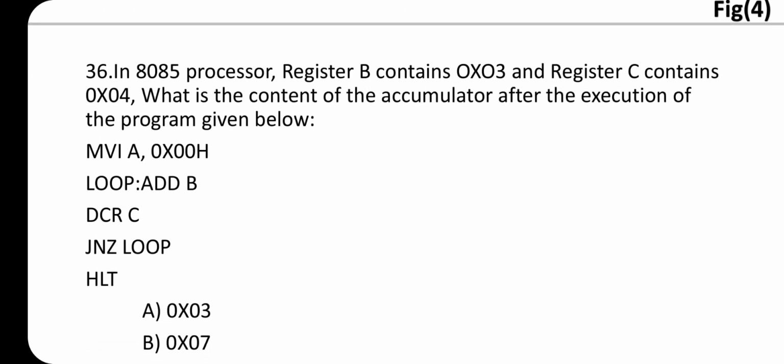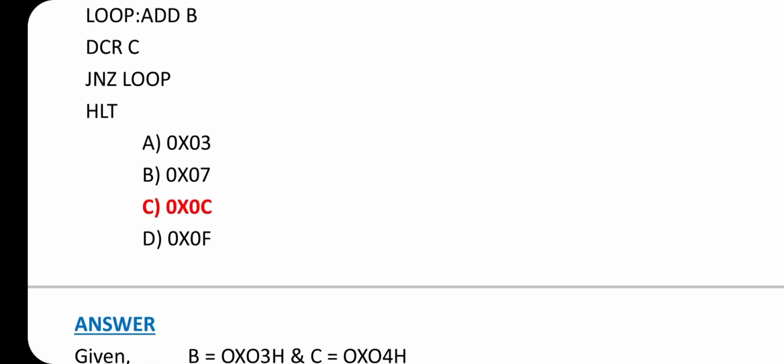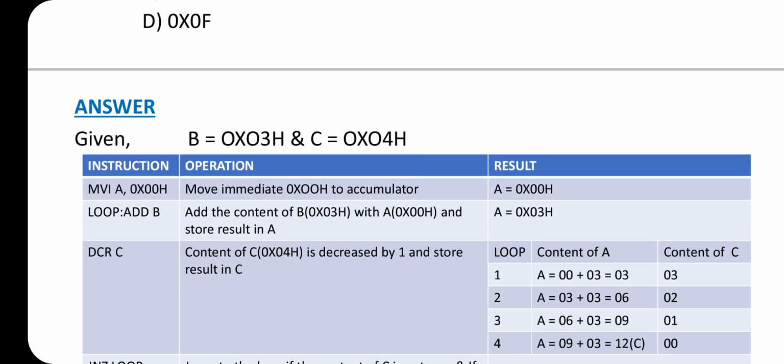Next, question number 36. In 8085 processor, register B contains 0x03 and register C contains 0x04. What is the content of accumulator after the execution of the program given below? MVI A, 0x00H, loop: ADD B, DCR C, JNZ loop, HLT. The answer is option C, 0x0C.